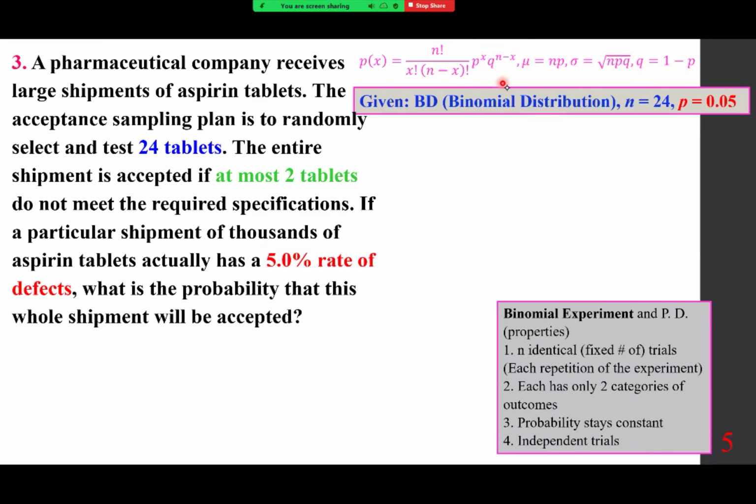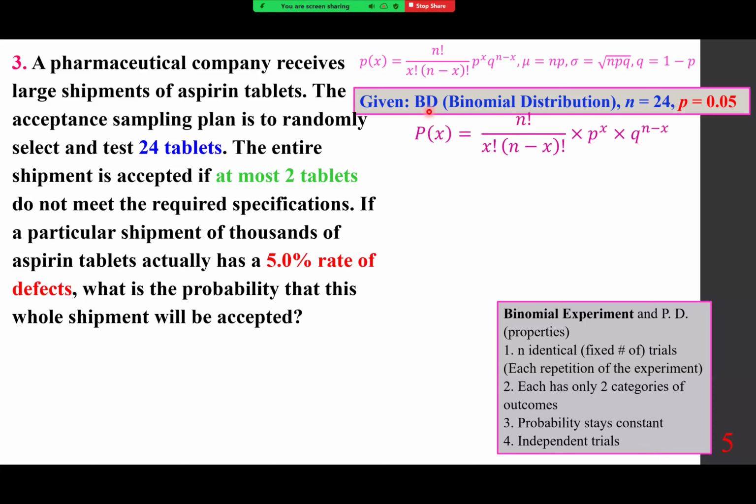And so let's just remind you what a binomial experiment is. Binomial experiment and probability distribution properties. We have n identical, that means a fixed number of trials, each repetition of the experiment. Each has only 2 categories of outcomes. Probability stays constant, independent trials. In short, you have n identical trials with 2 outcomes, only 2. And of course, all trials must be independent with a fixed probability. Probability for an event does not change from one stage to the next.